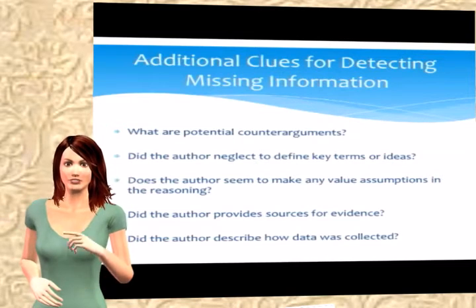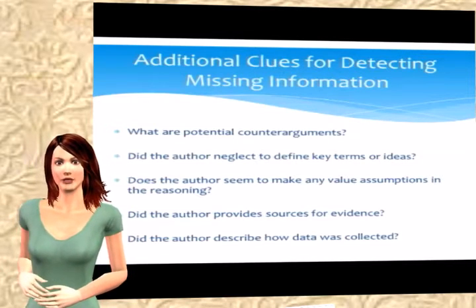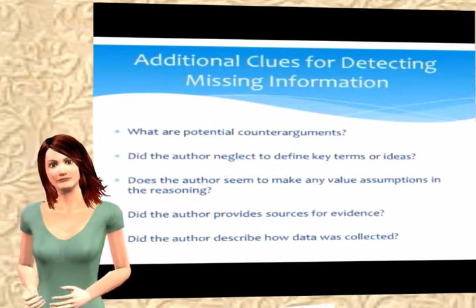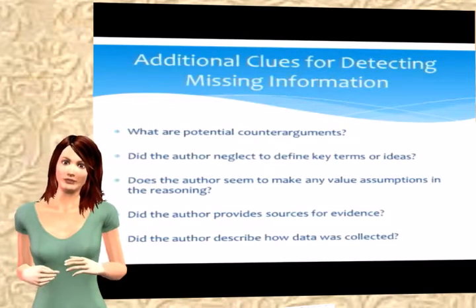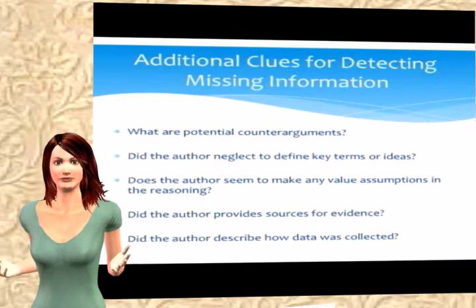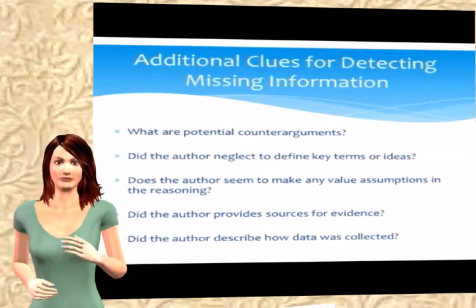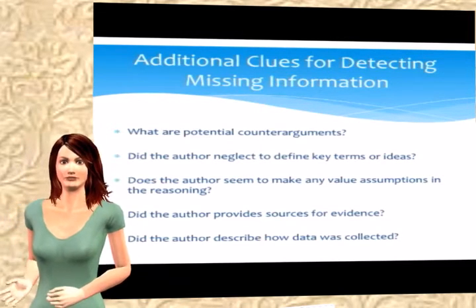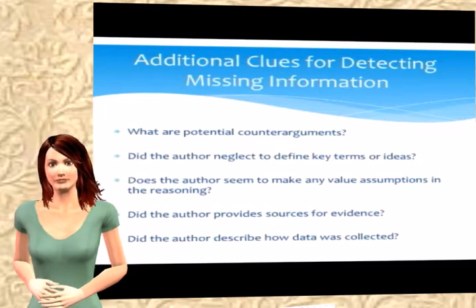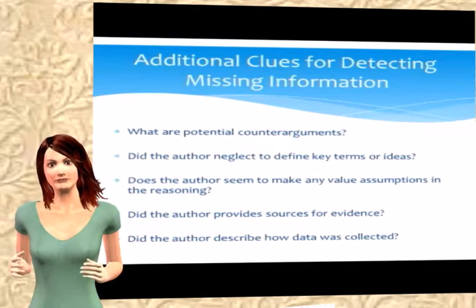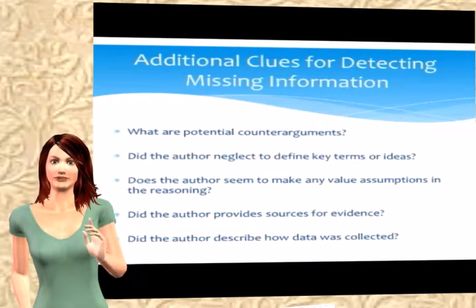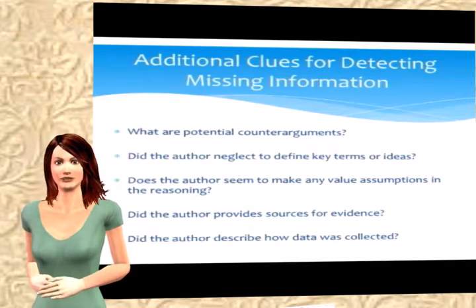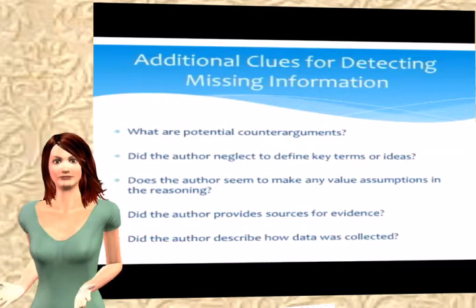There are several other additional clues or questions that you can ask for detecting missing or omitted information. You could ask yourself, what are any potential counter-arguments? So if someone was going to adopt a stance on the opposite side of the issue, say that someone said we definitely don't need any more student fees, especially to pay for athletic facilities, someone who takes that stance, what's a potential counter-argument they might make to challenge the claim that we need this fee?